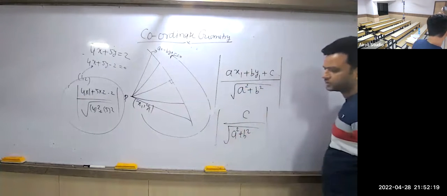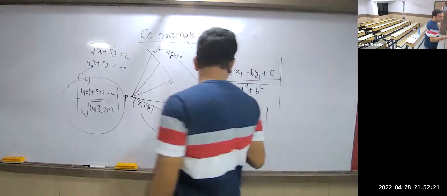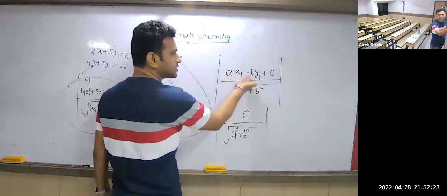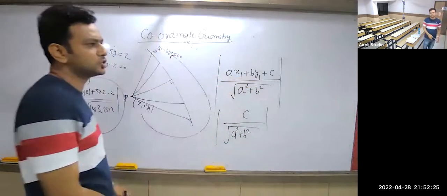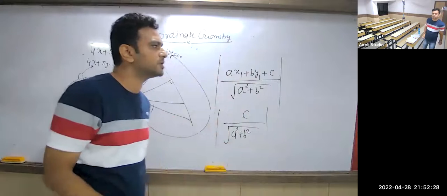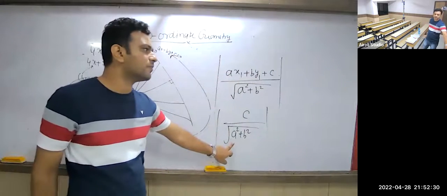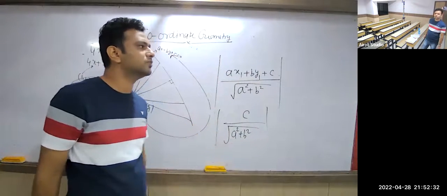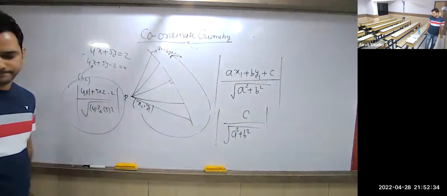Got it? If you remember this, it will happen automatically, because it is obvious: we put 0 for the values of x1 and y1. So you will get directly c upon root of a square plus b square, where a is the coefficient of x and b is the coefficient of y. Clear? Okay.